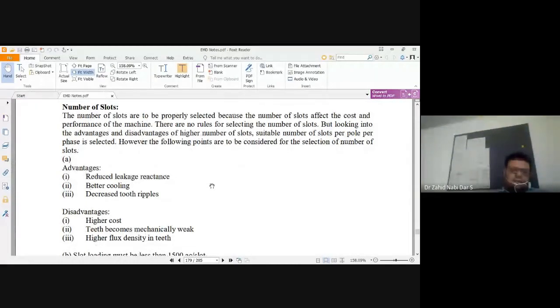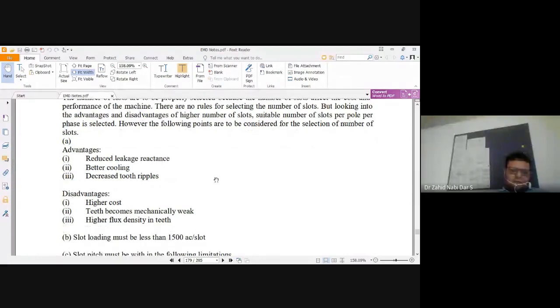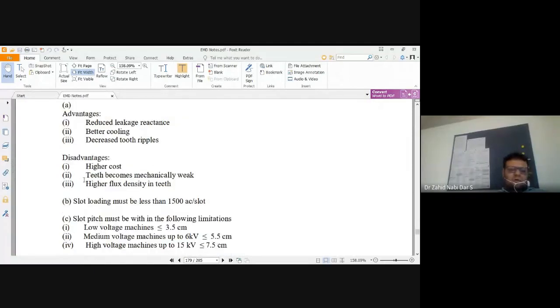First of all, we have to see the advantages of selecting a higher or lower number of slots. For example, if we have a higher number of slots, we'll have a reduced leakage reactance, better cooling and decreased tooth ripples. But the disadvantage of a higher number of slots is that more copper is required, so it will definitely increase the cost.